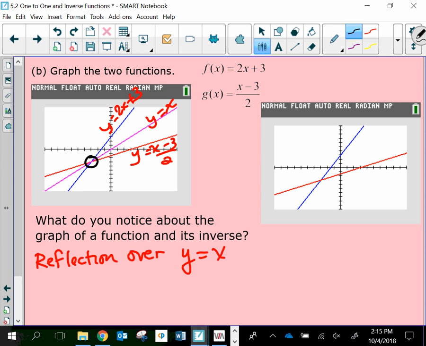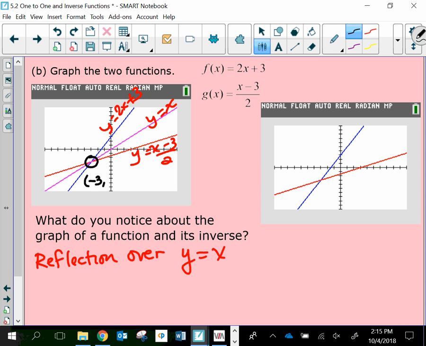What is that intersection point? How would you describe that? Remember how you find the inverse? You switch around the x's and the y's. I know, in general, what is that going to be, though? Maybe that will give you a hint.